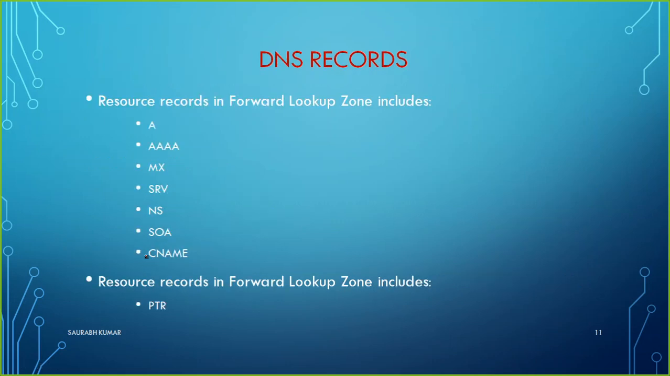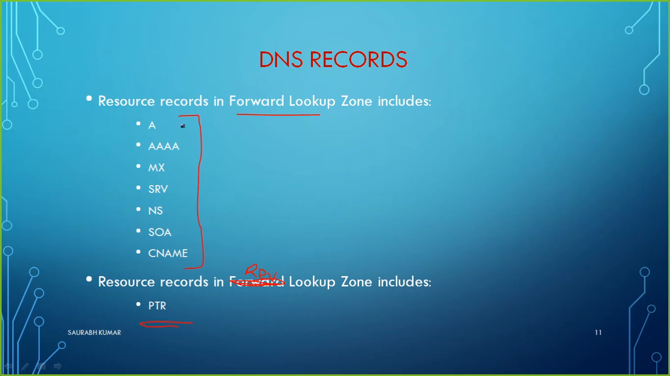Next point is DNS records. What types of records is DNS storing? There are very many types of records. As you see here, there are 8 types of records. Out of them, A, AAAA, MX, SRV, NS, SOA, CNAME, these records are stored in the forward lookup zone, whereas the PTR record is stored in the reverse lookup zone. Sorry for a mistake. It will be stored in the reverse lookup zone.